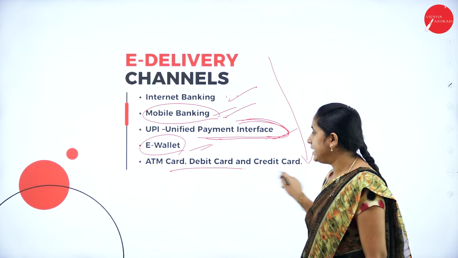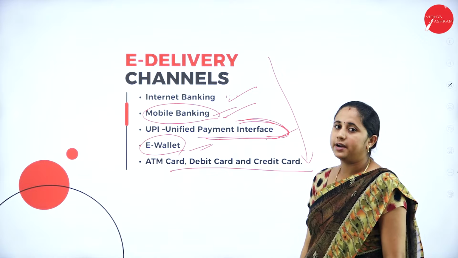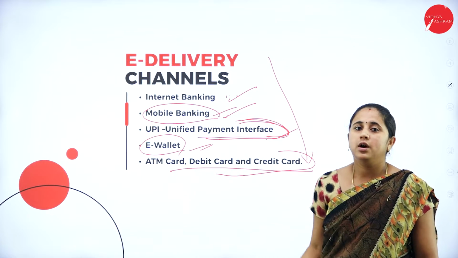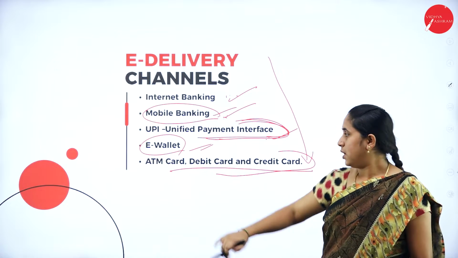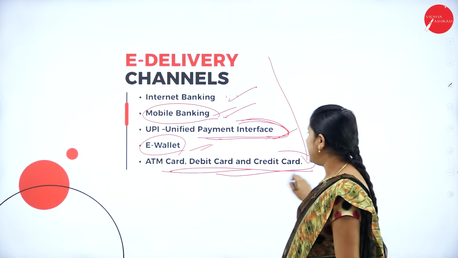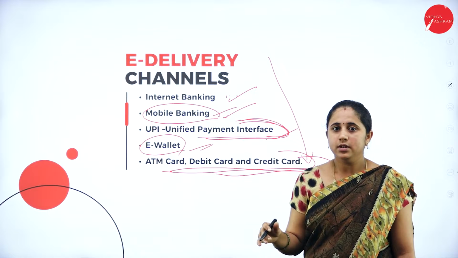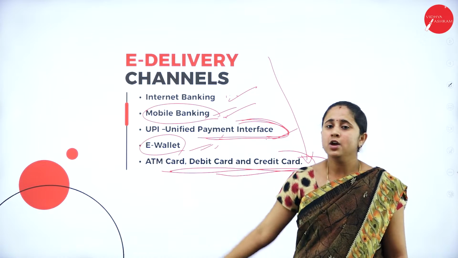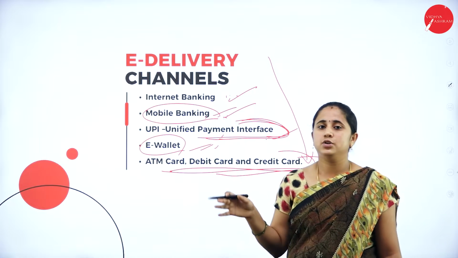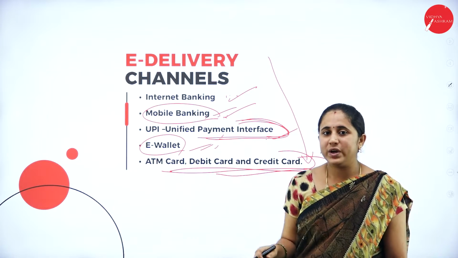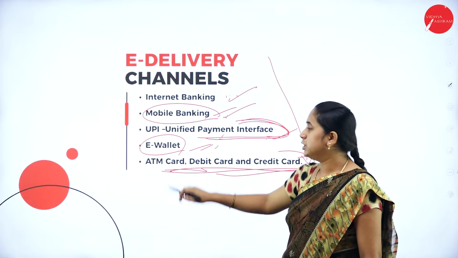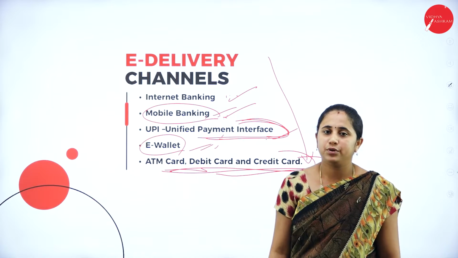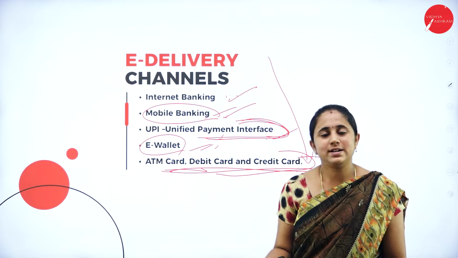Next one, last, ATM card, debit card and credit card. These are all instruments which help to make cashless transactions. Nowadays, the usage of ATM, debit and credit cards is very less, because of UPI ID, e-wallet, mobile banking and internet banking. But even so, sometimes they use ATM, debit and credit cards to make payment for their purchases or for a transaction.